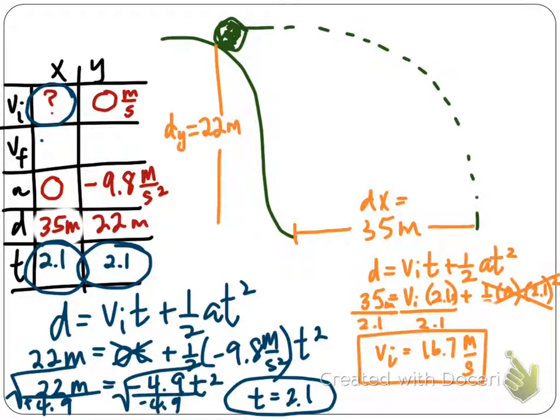Okay? So then if I asked you what the final velocity of the projectile was in the x direction, what would it be? 16.7 meters per second. Okay? Awesome. All right, so you have 4 questions to do on your own.